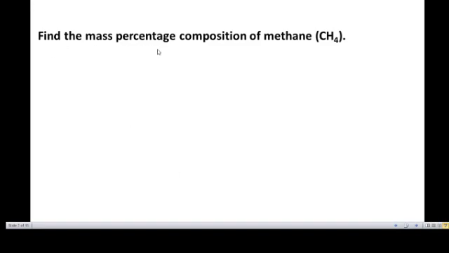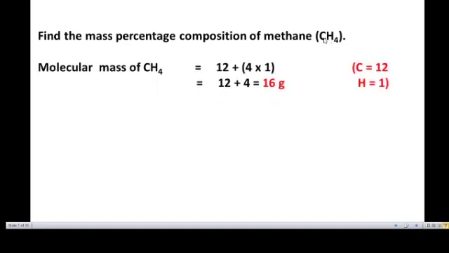Next, find the mass percentage composition of methane. CH4 is the formula. First, we have to find out the molecular mass of CH4. Here, how many carbon atoms? Only one carbon atom and 4 hydrogen atoms. What is the mass of one atom of carbon? That is 12. What is the mass of one hydrogen atom? That is 1.